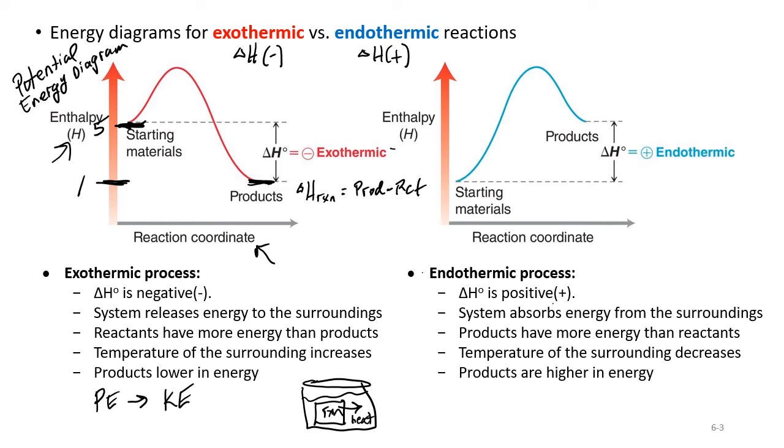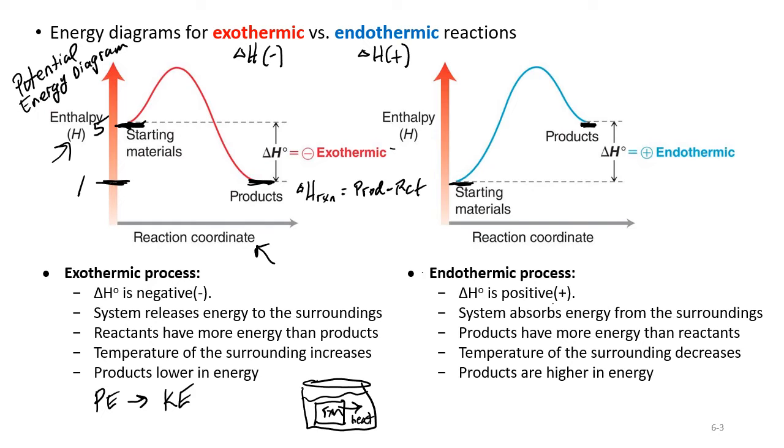For an endothermic process, let's look at our potential energy diagram. Again, enthalpy on the y-axis, reaction coordinate on the x-axis. Your starting materials are on the left, products are on the right. Notice that the starting materials have less potential energy than the products. So remember, endothermic reactions require heat. So you must put energy in. Where is that energy going? It's being stored as potential energy.